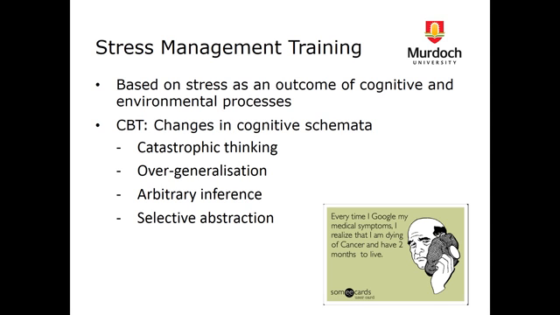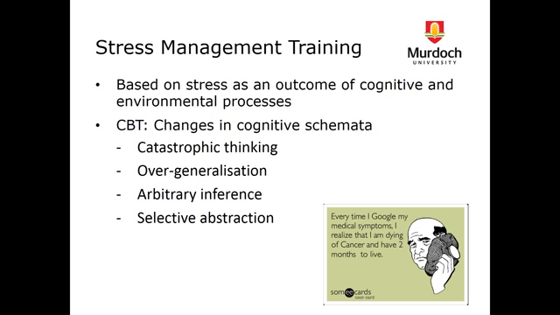The second cognitive schemata that is associated with increased stress levels is overgeneralization. So an example of that is, I failed my exam. That must mean that I'm too stupid to go to university. The third cognitive schemata that's related to higher levels of stress is arbitrary inference. So an example of that would be, oh, I've had a headache for 2 days. This must mean that I have a brain tumor.